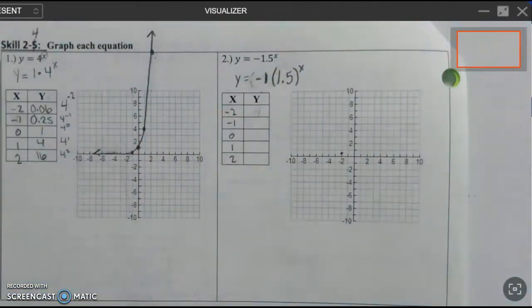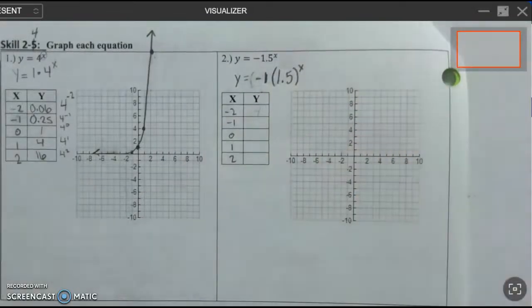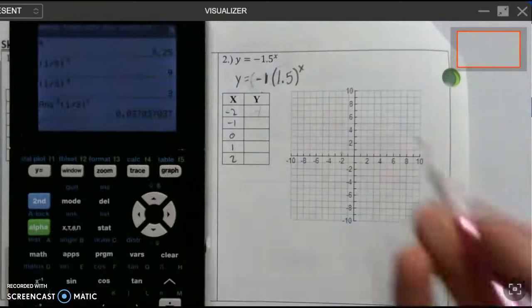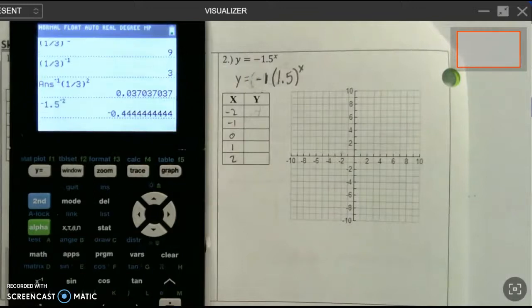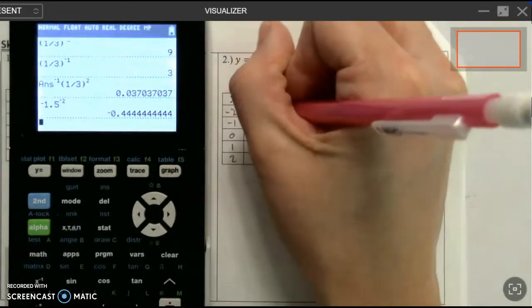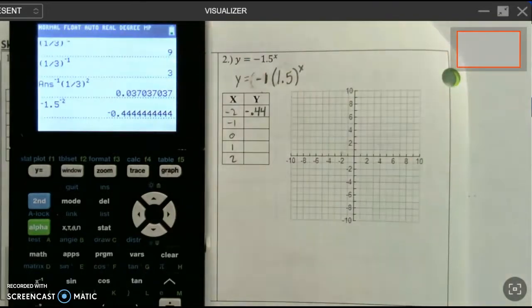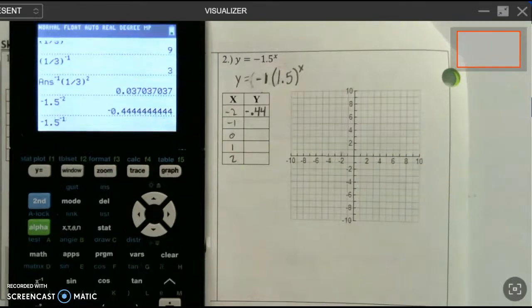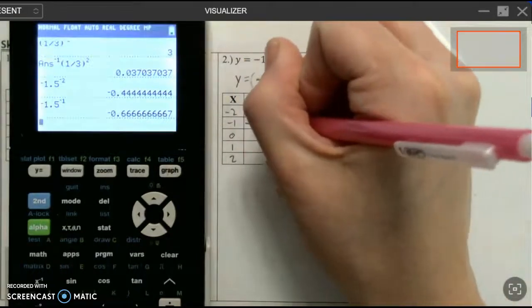So when you graph this, this is going to be one that's flipped upside down. So we want to make sure that we graph this one correctly. When you type it in, you actually don't have to type the negative 1. Your calculator will know what you're doing. We're just going to go ahead and type in negative 1.5 to the negative second power. So that's negative 0.4. Now I'll do it again. Negative 1.5 to the negative first power. Negative 0.6.